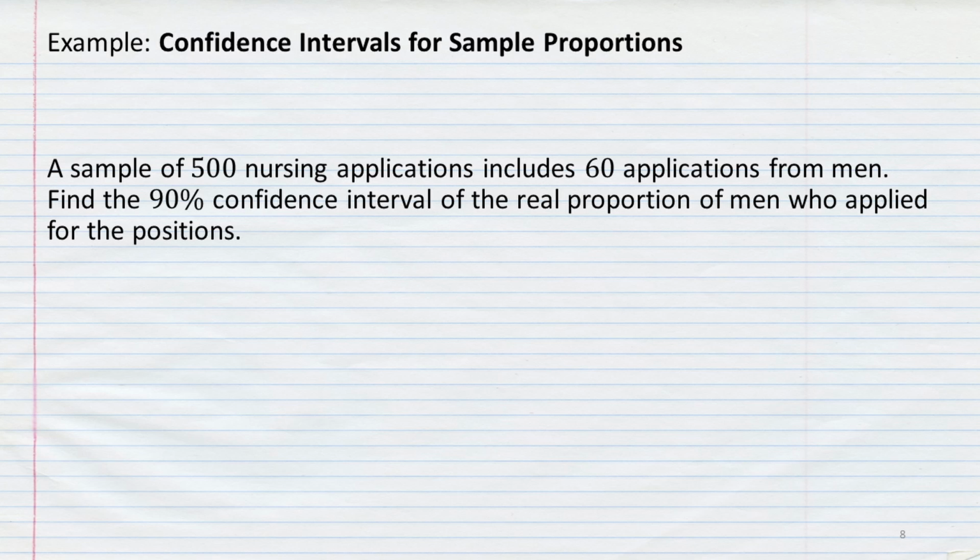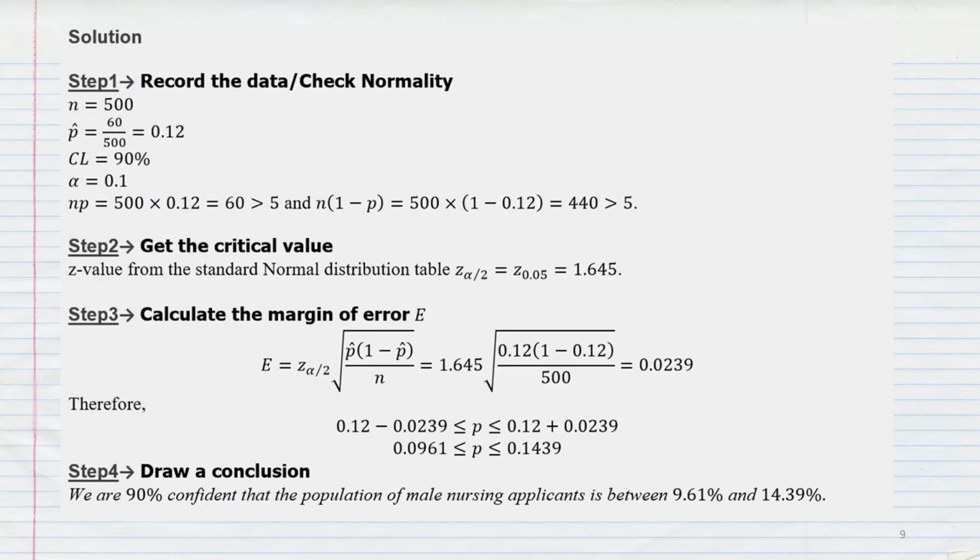A sample of 500 nursing applications includes 60 applications for men. Find the 90% confidence interval of the real proportion of men who applied for the positions. Pause the video for a few moments to find the answer. Let's apply the cheat sheet provided in the textbook to solve this example. Step 1.